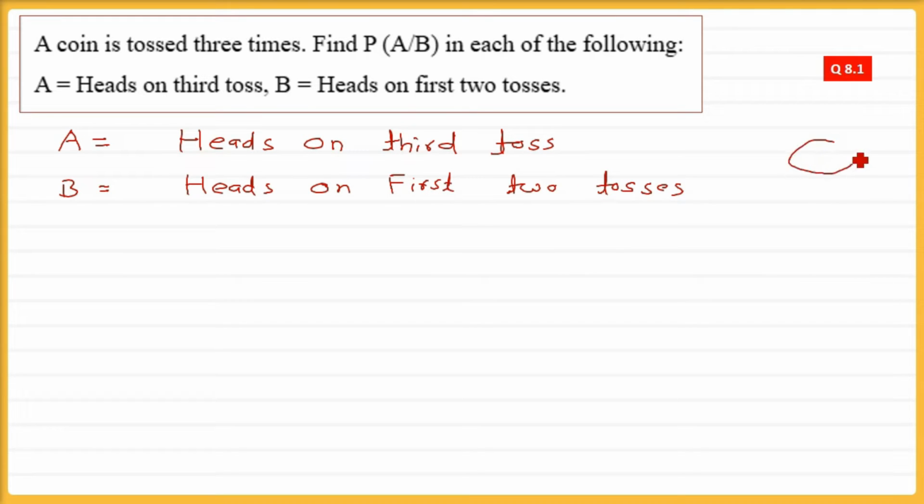Now whenever we toss a coin, either head or tail will come. Now this coin is tossed 3 times. So 2 possibilities are there each time: 2 raised to the power 3 will be 8.